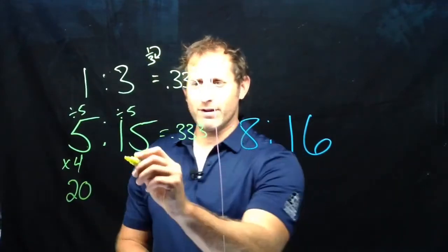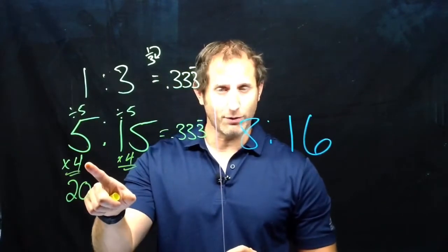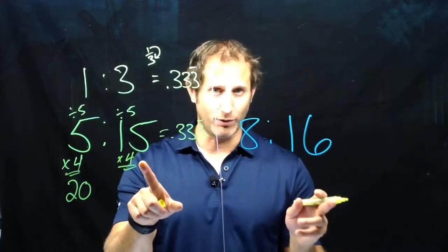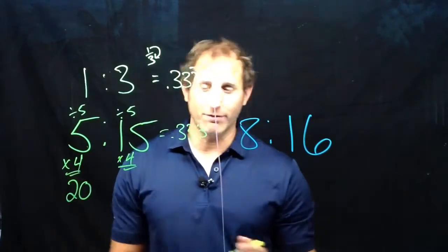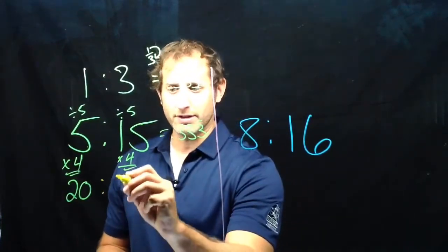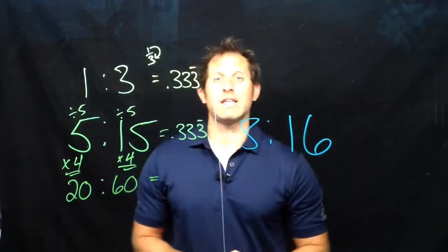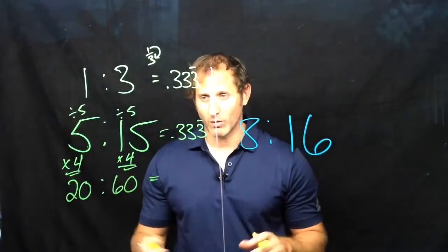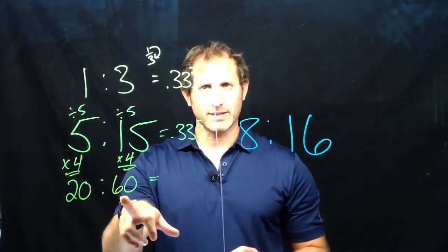And then I'm going to take 15 and multiply it again by the same thing. I multiplied the left by the 4, so I'm going to multiply the right by the 4. And 15 groups of 4, or 4 groups of 15, is equivalent to 60. And now if I want to check to see if it is equivalent, what I would want to do is take the 20 and divide it by the 60.